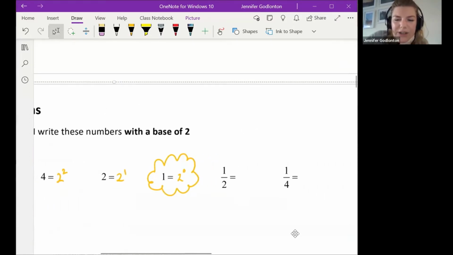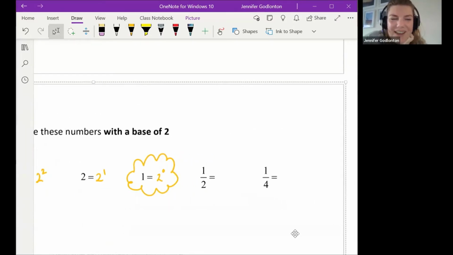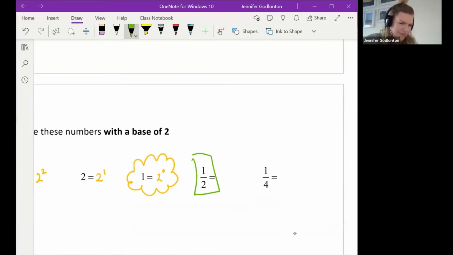Now let's get into some tricky ones. 1 over 2 and 1 over 4. Who thinks they can help me with this? Who thinks they can help me with this nasty one over here? 1 over 2. How on earth am I going to write that as a base of 2 and an exponent? Oh, Kutluano, how can I write that?